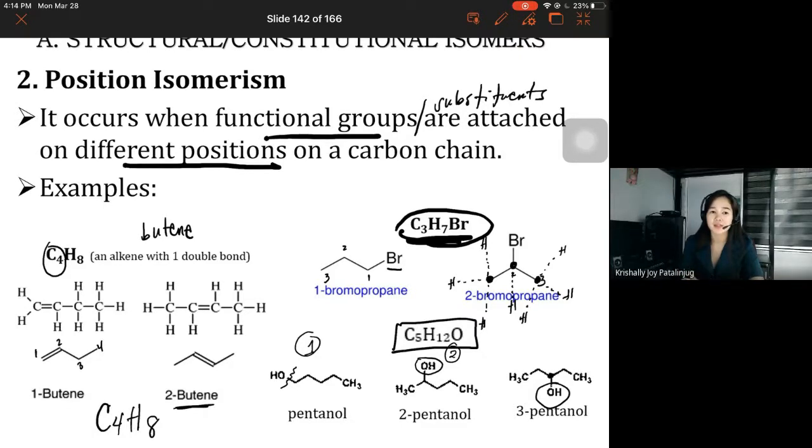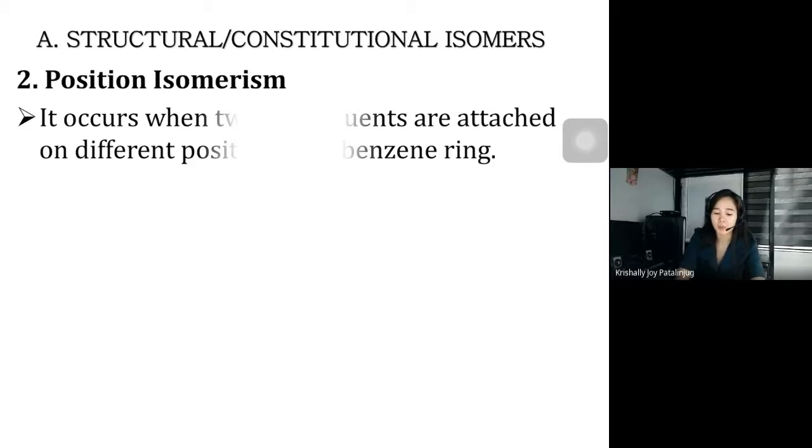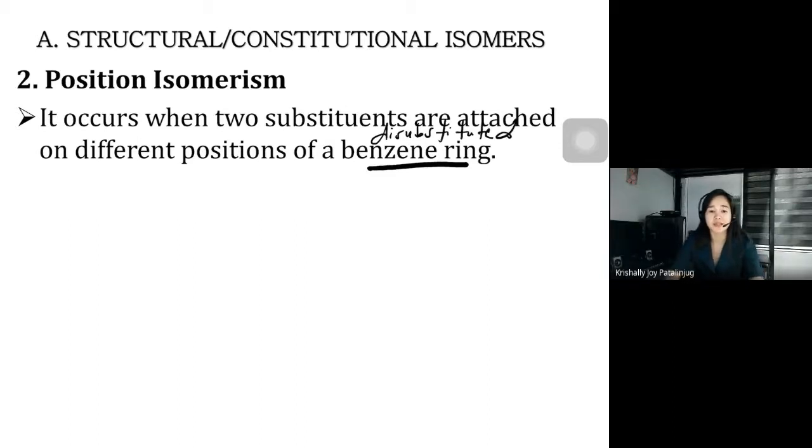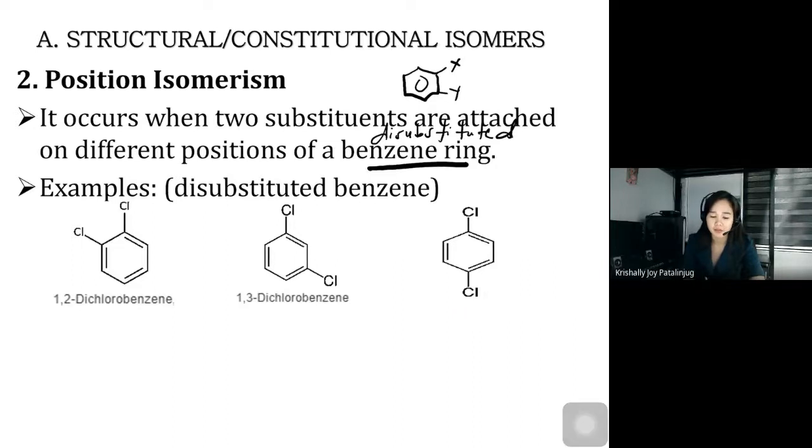Now, another case wherein we can also encounter positional or position isomerism is among di-substituted benzene rings. Substituted benzene ring. Di-substituted, ibig sabihin, sa isang benzene molecule, merong 2 substituents attached to it. We can also observe position isomerism in that case. Okay? So let's have an example. Halimbawa, ayan. You have a benzene ring with 2 chloro as a substituent. Okay?